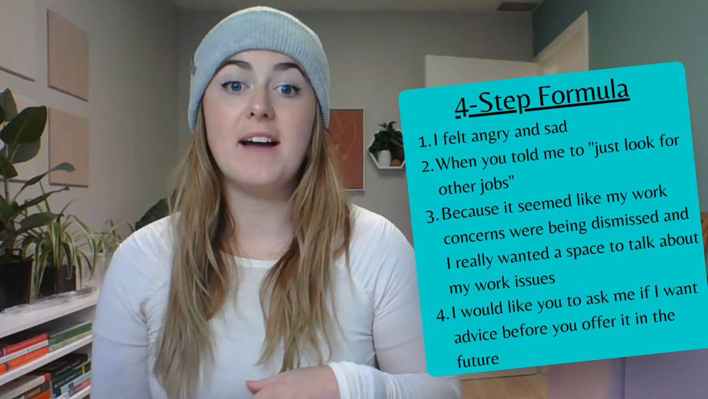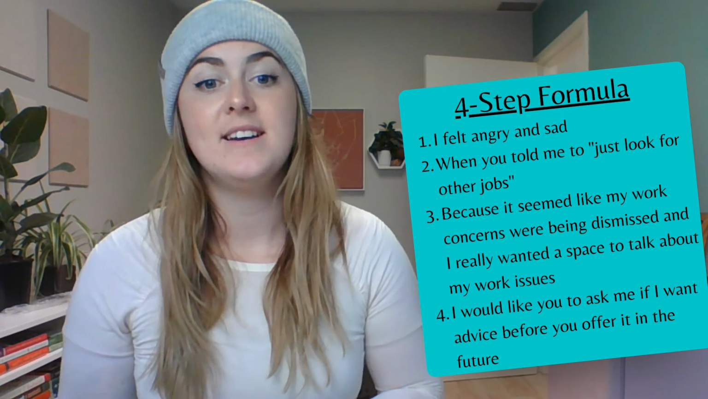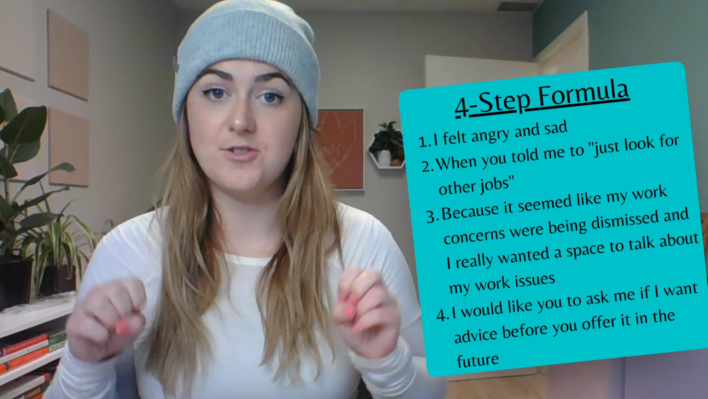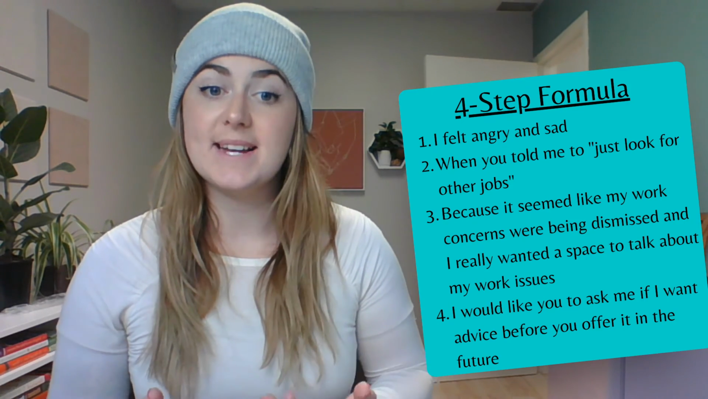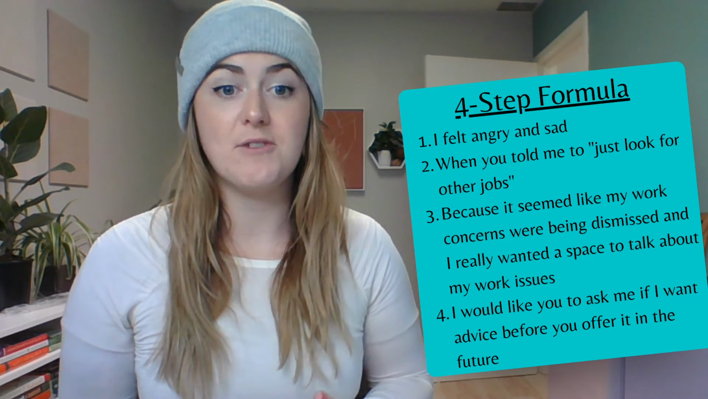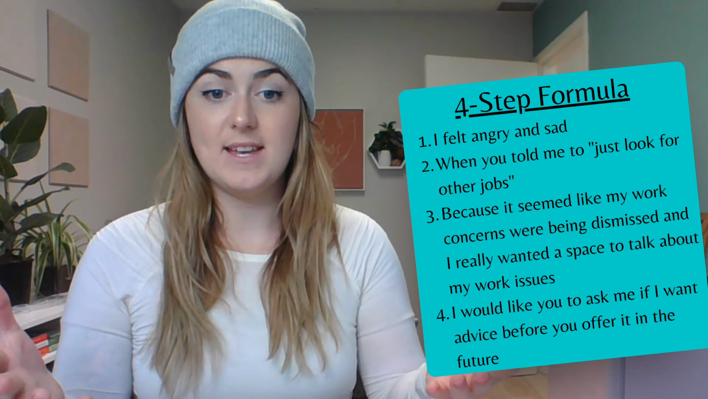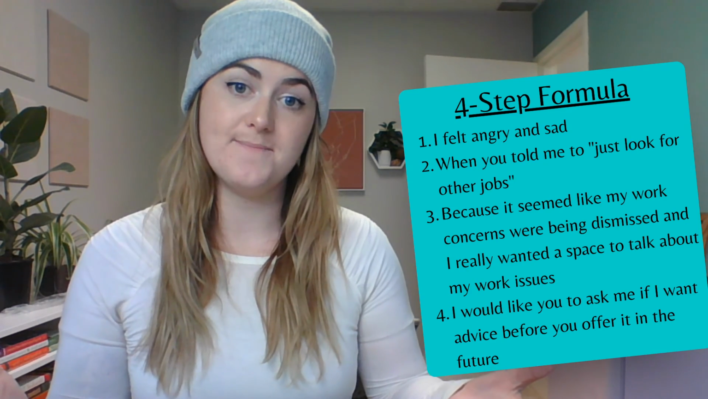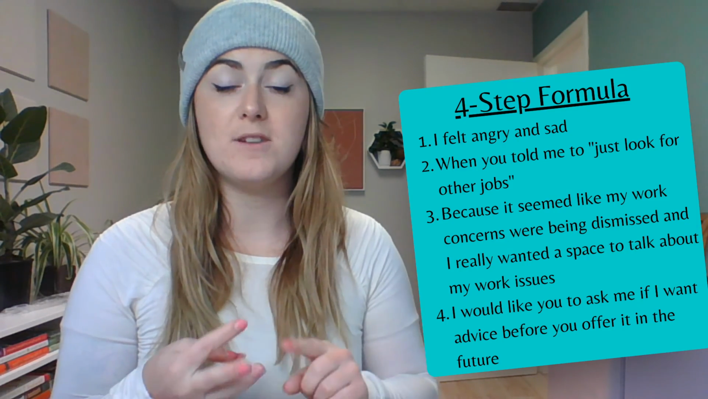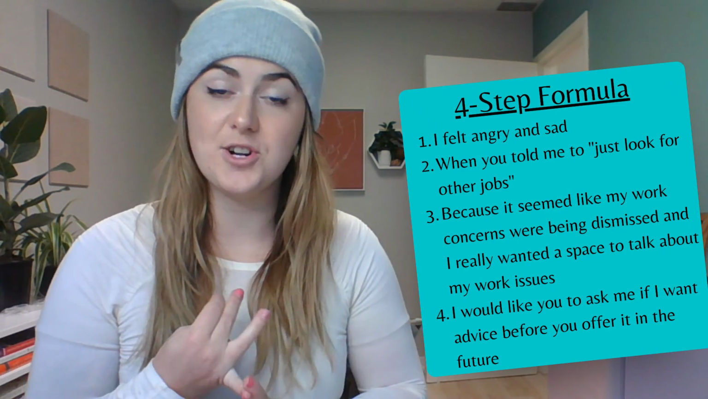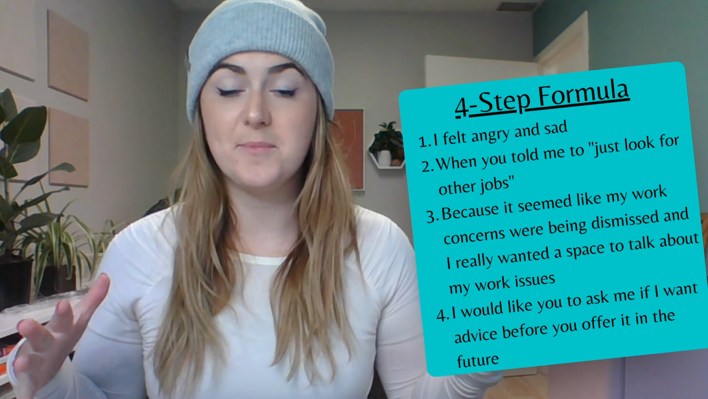Another example, "I feel angry and sad." So again, two emotional words, anger and sadness. "When you told me to just look for other jobs," so it's quoting back this specific thing that this other person said, "because it seemed like my work concerns were being dismissed and I really wanted a space to talk about my work issues. I would like you to ask me if I want advice before you offer it in the future." So you're starting with the emotional statement, you're listing the specific behavior, you're talking about how it impacted you, and then you're going in for the request. So that's the four-step formula for assertive communication.